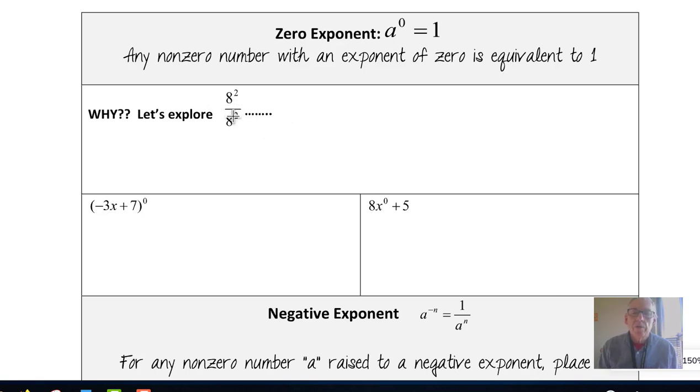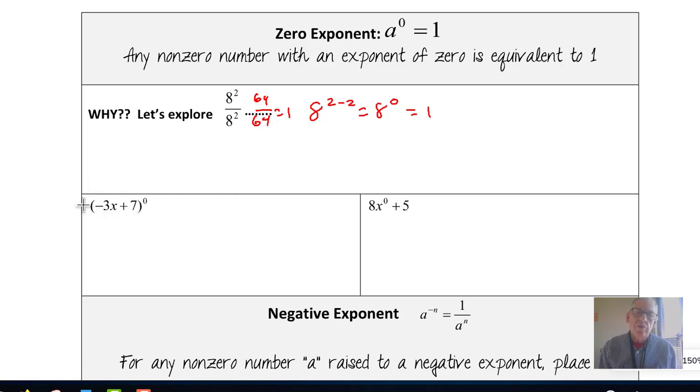If we use our rule of division with a base of 8, we actually have 8 to the 2 minus 2, which gives us 8 to the 0. And we know that 8 squared is 64. So we end up with 64 over 64, 8 squared over 8 squared, which simplifies to 1. So here's a demonstration that something to the 0 power actually has to equal 1.